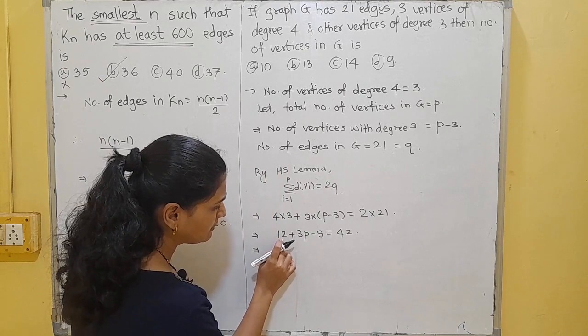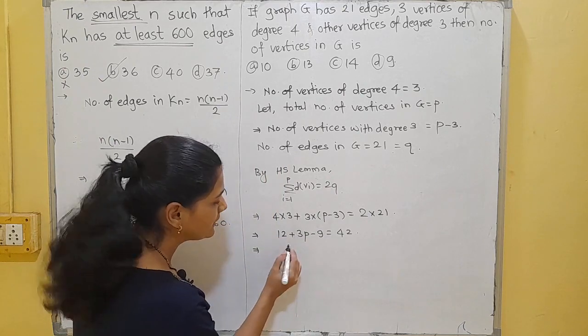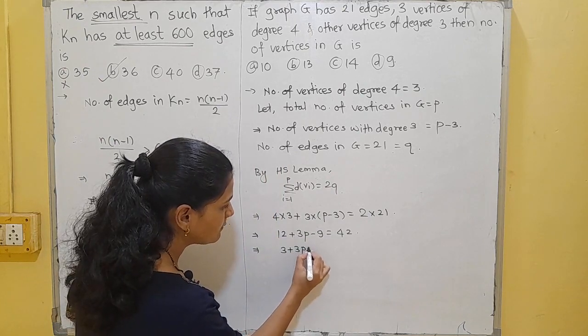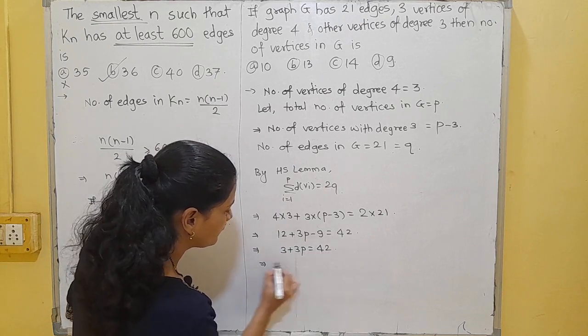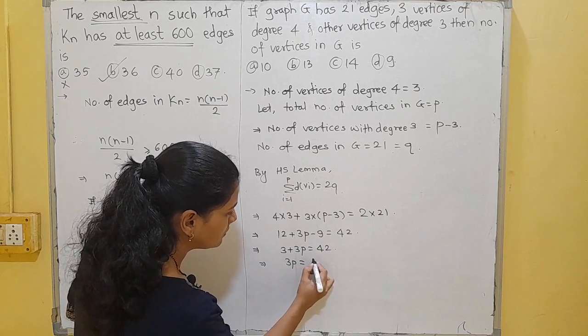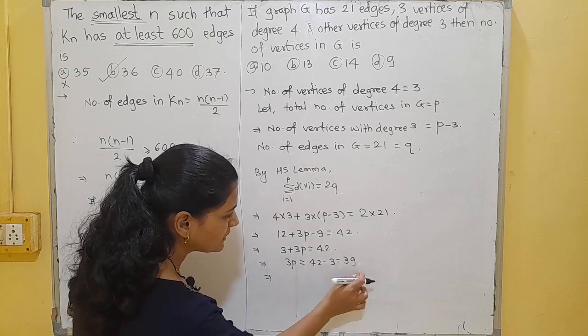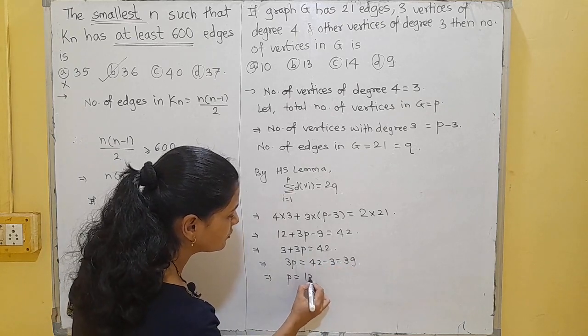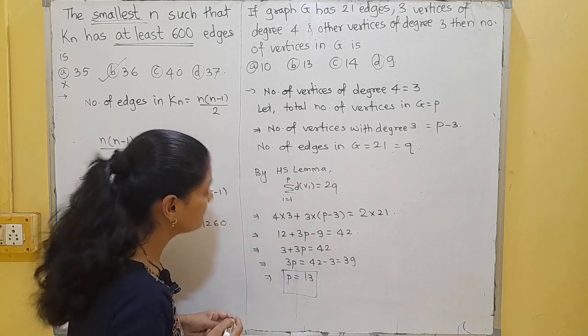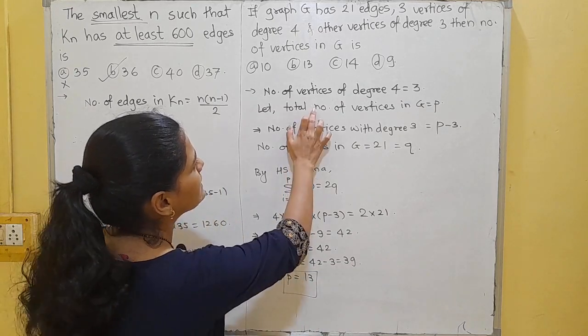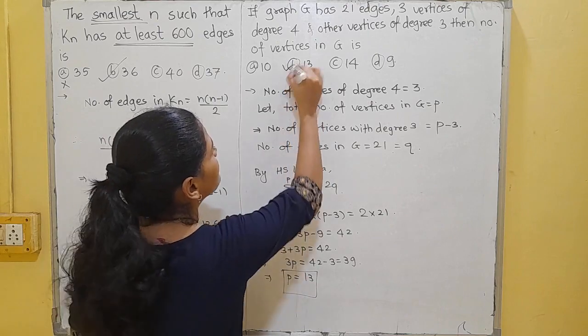So 12 minus 9 is 3, 3 plus 3P is equal to 42. 3P is equal to 42 minus 3, which is 39. So 3P is equal to 39 means P is equal to 13. And P is the number of vertices in graph G. So option B is the correct option.